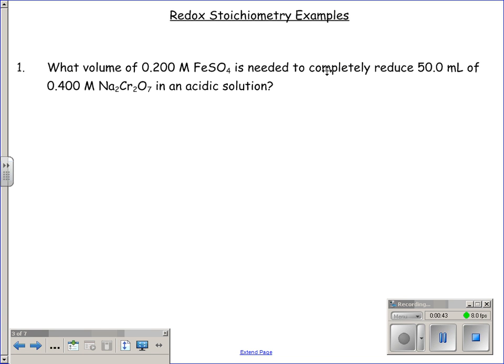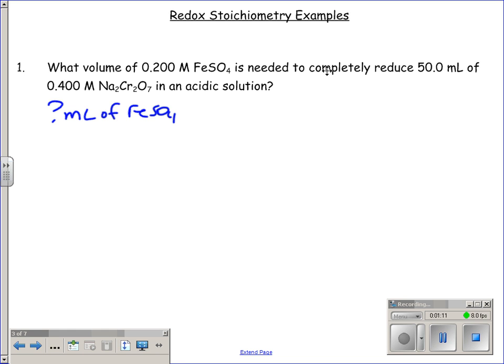Some of us are probably just pulling out the important information, which I prefer. So usually once I see a problem, I don't read the problem more than once. I go straight into analyzing it to the pieces that I need, which is not very much. So what's my question? Volume in milliliters of FeSO4, iron 2 sulfate, is needed to completely reduce blah blah blah blah.